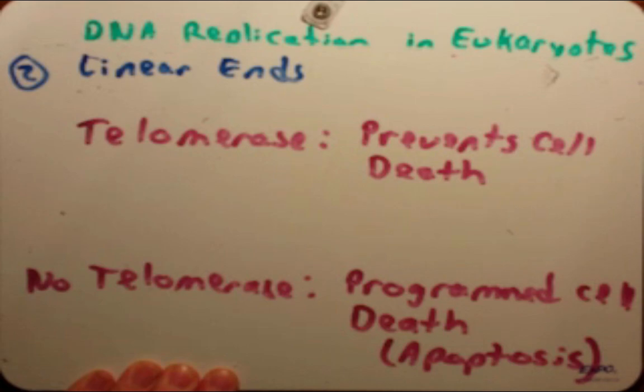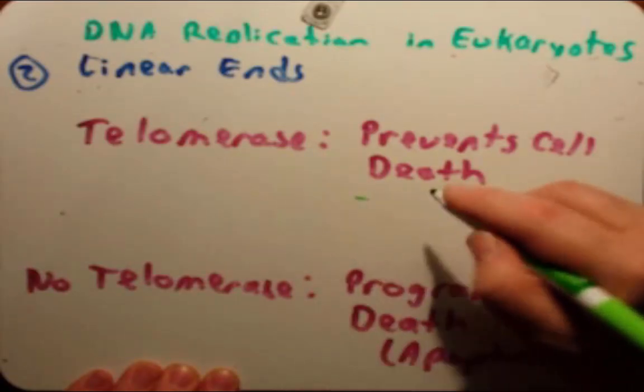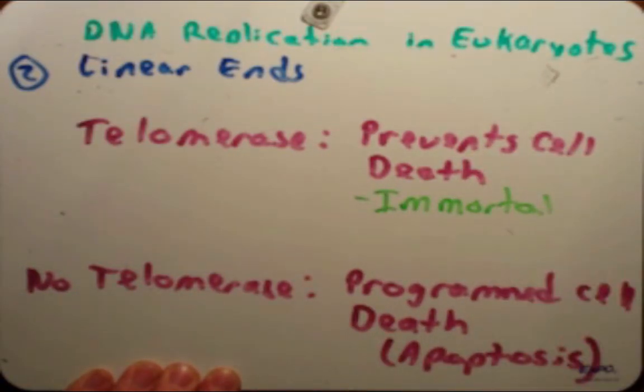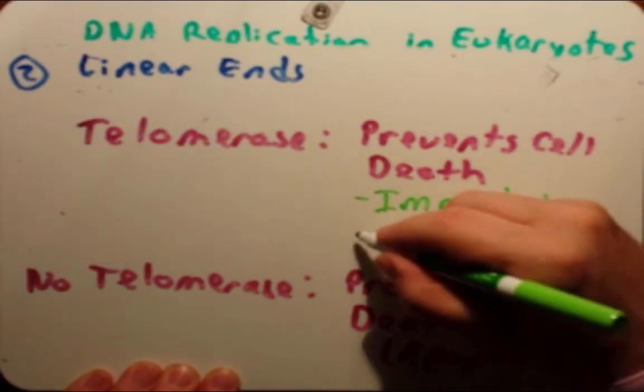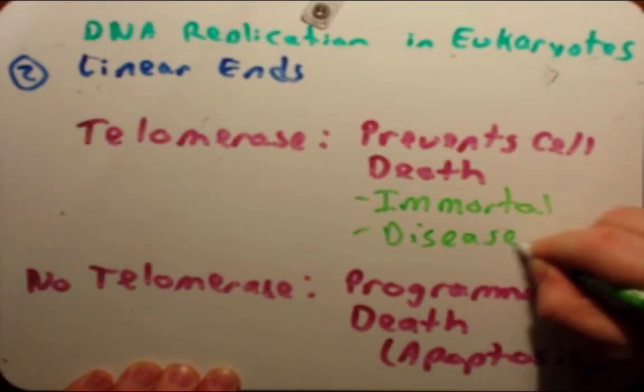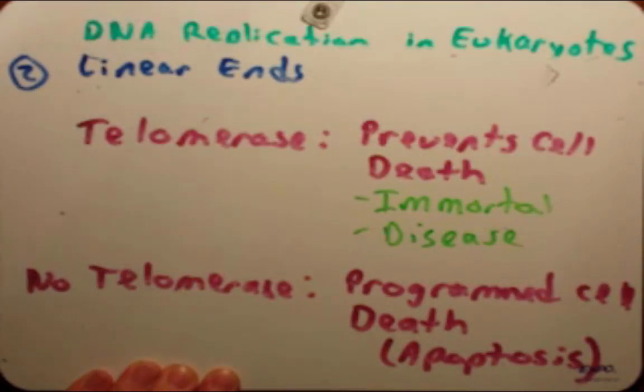So the question I want you to think about is, which cells in our body, let's think about humans, but any multicellular organism would work here, which cells in our body do we want to be essentially, let's just say, immortal? Or rather, we don't want them to die prematurely. And can you think of a disease linked to having too much telomerase present?